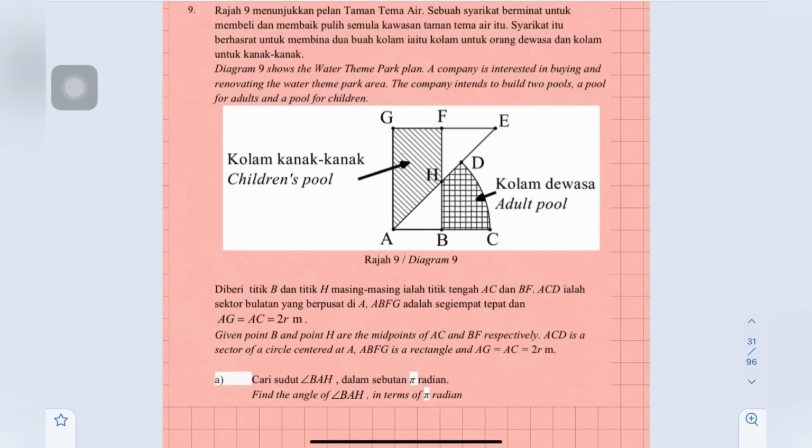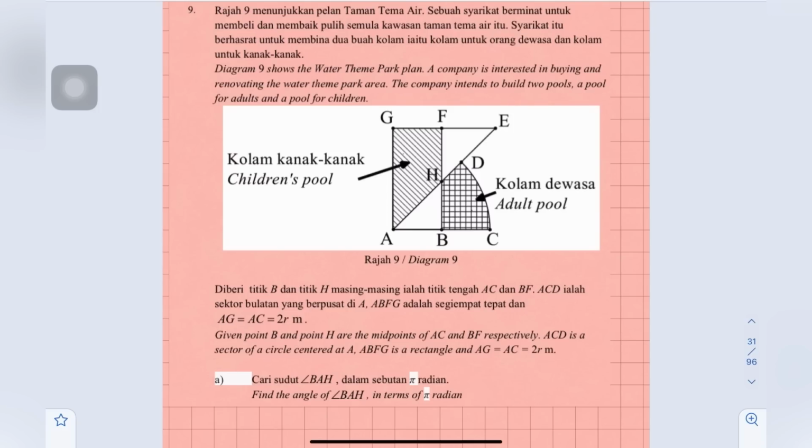9. Diagram 9 shows the water theme park plan. A company is interested in buying and renovating the water theme park area. The company intends to build 2 pools, a pool for adults and a pool for children. Given point B and point H are the midpoints of AC and BF respectively, ACD is a sector of a circle centered at A. ABFG is a rectangle and AG equals AC equals 2R.